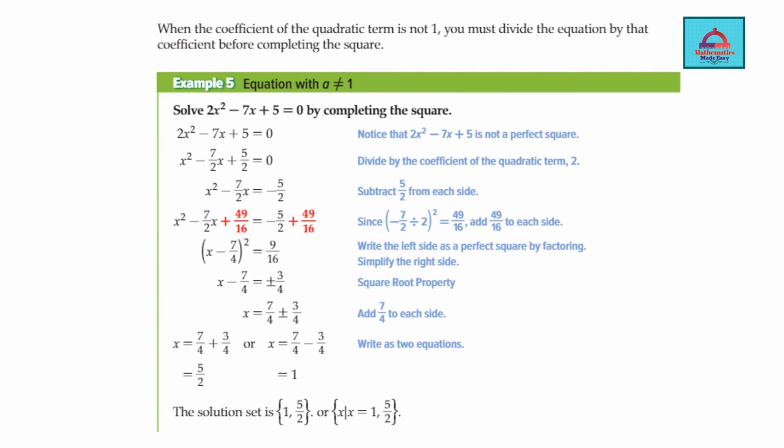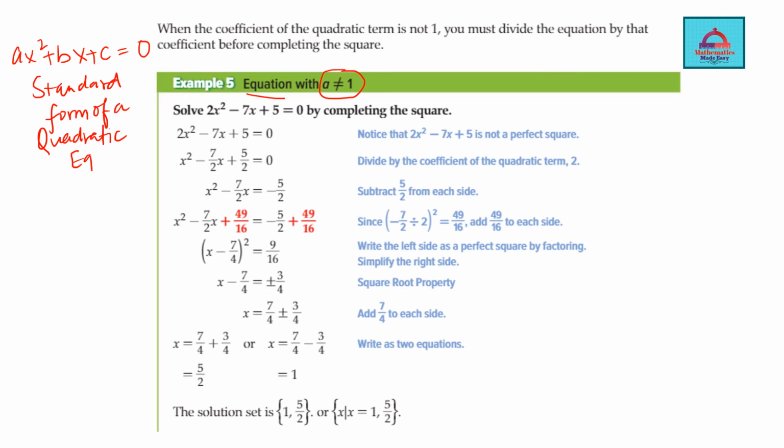Okay, now let's consider another case. Here is the case where the quadratic equation does not have the value of a as 1. So what is a? Let's recall ax square plus bx plus c equal to 0. This is the standard form of a quadratic equation. Now in the standard form, if your a is not 1, like in this case, a is 2, will the method change?